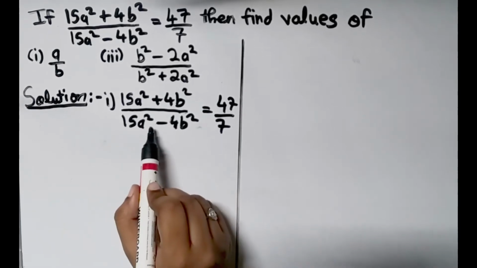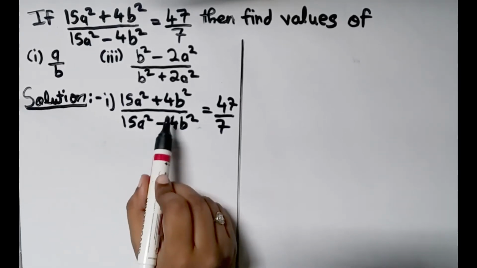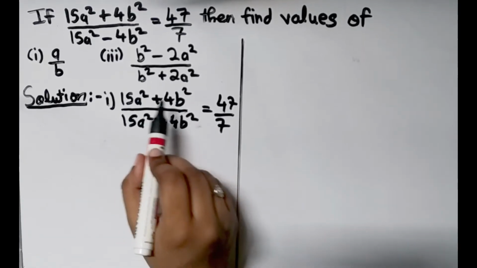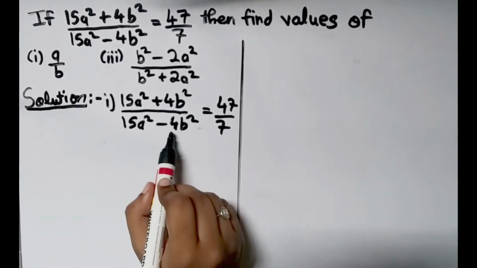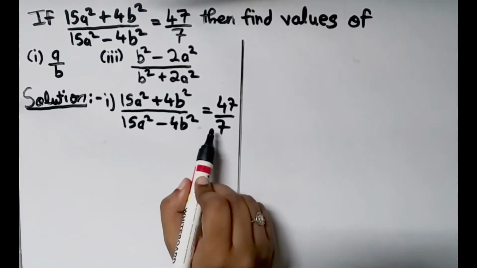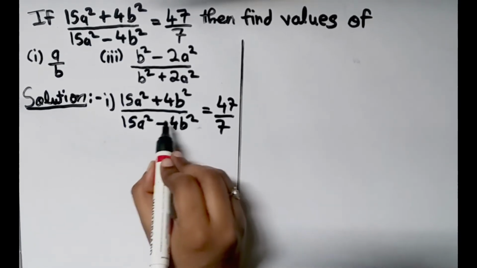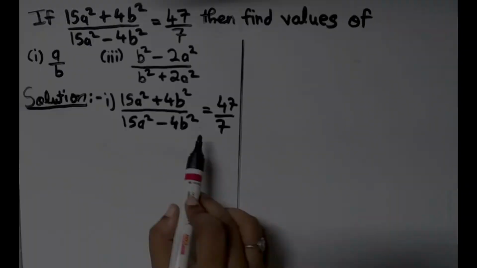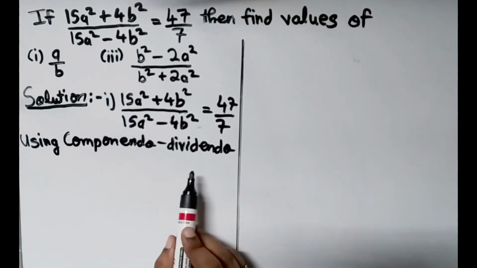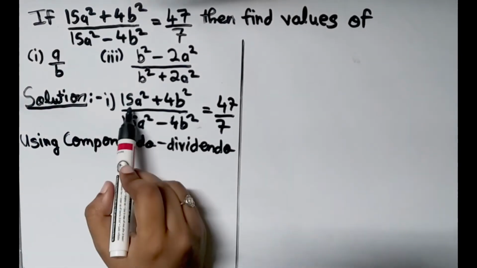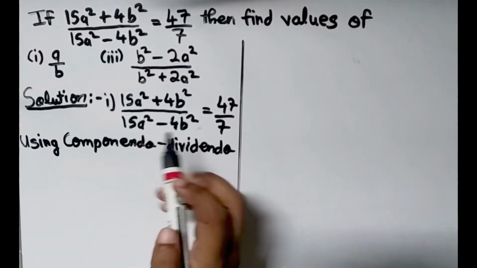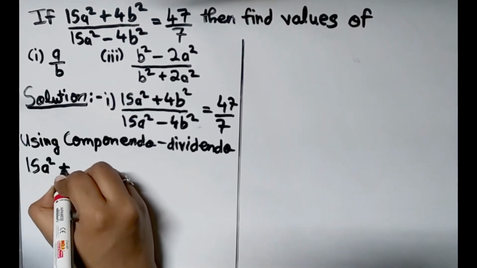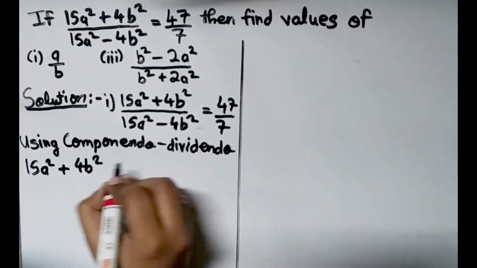Whenever we have such type of problems where componendo dividendo is already applied, what we will do, we will again apply componendo dividendo for this equation. Now after applying componendo dividendo, you will see this equation will become a little bit simple. So we will see how. So using componendo dividendo for this. Now the numerator is 15a square plus 4b square.